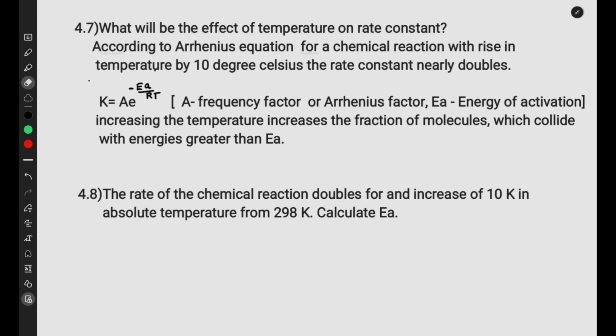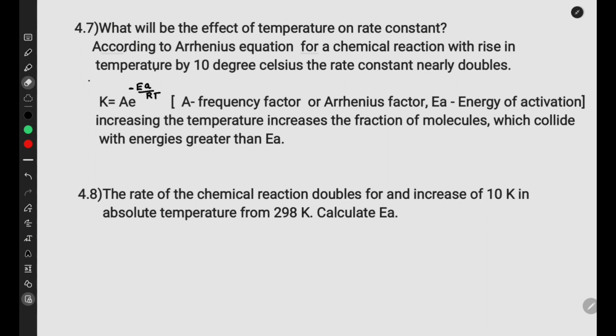What will be the effect of temperature on rate constant? According to the Arrhenius equation, for a chemical reaction with a rise in temperature by 10 degrees Celsius, the rate constant nearly doubles. So we can write the Arrhenius equation as k is equal to A e raised to minus Ea by RT, where A is the pre-exponential factor, that's a frequency factor or Arrhenius factor, and Ea is the energy of activation, R is the universal gas constant, and T is the absolute temperature.